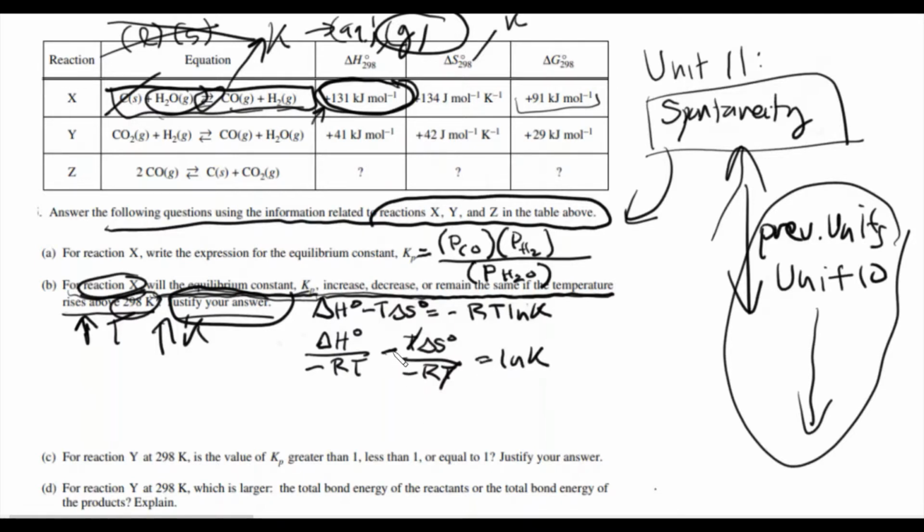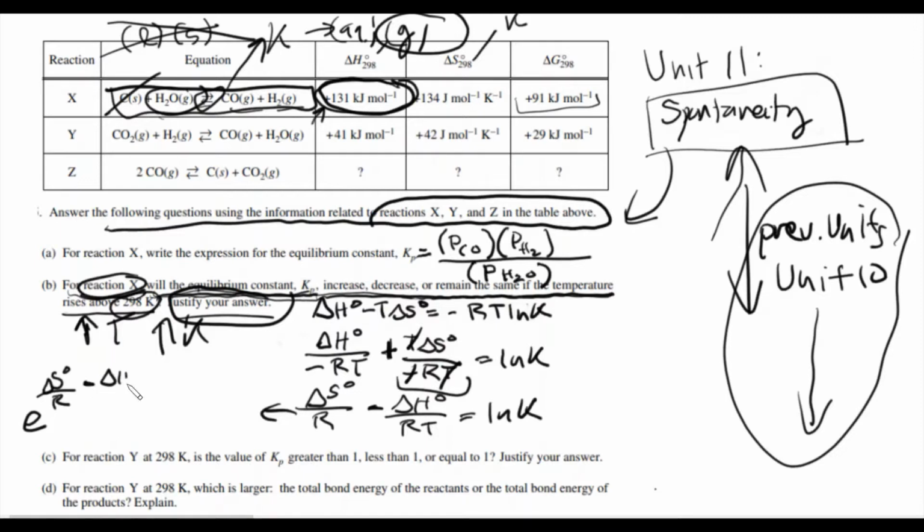Now, the T's cancel out. A negative divided by a negative becomes a positive. And that stays the same. So in the end, let's move the positive term to the front. So delta S naught over R, which is positive, minus delta H naught over RT is equal to the natural log of K. And rearranging this, we know that e to the delta S naught over R minus delta H naught over RT is equal to K.